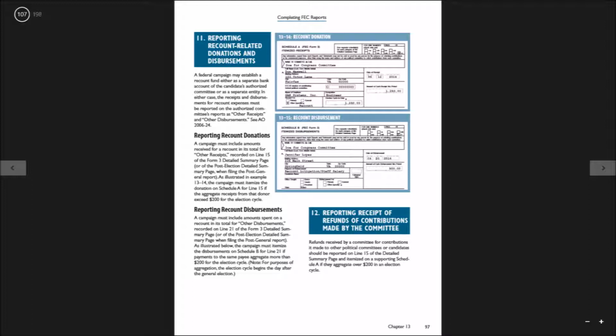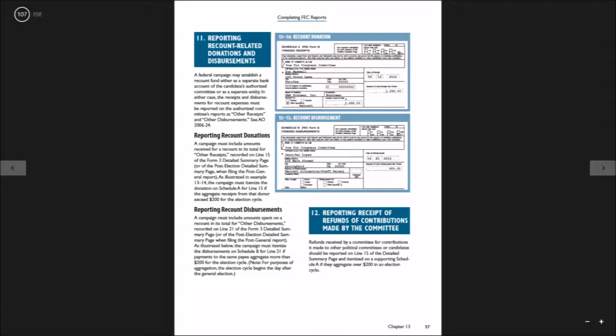Reporting recount disbursements. A campaign must include amounts spent on a recount and its total for other disbursements, recorded on line 21 of the Form 3 detailed summary page, or of the post-election detailed summary page when filing the post-general report. As illustrated below, the campaign must itemize the disbursements on Schedule B for line 21 if payments to the same payee aggregate more than $200 for the election cycle. Note, for purposes of aggregation, the election cycle begins the day after the general election.